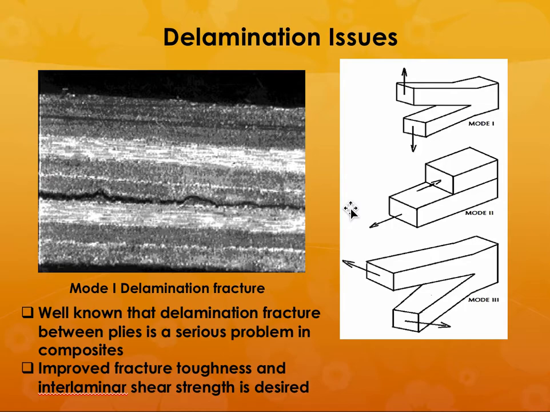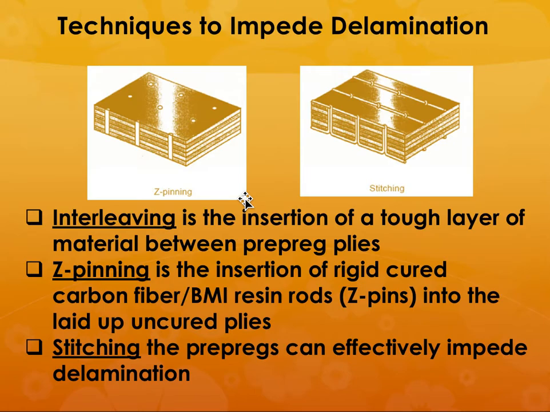So what we have been doing is trying to improve the interlaminar toughness, so that the chances of this delamination are drastically reduced. So the way we do that is, these are the traditional ways to prevent that kind of delamination. So one is interleaving and the other one is Z-pinning. So you put pins of material inside in the uncured place, or you would stitch the composite material. But the properties are going to be affected in the in-plane direction.